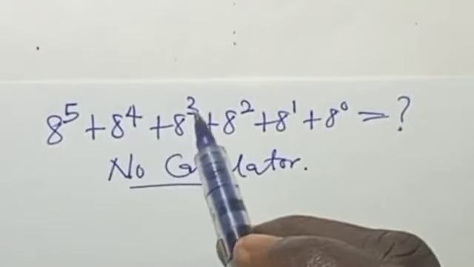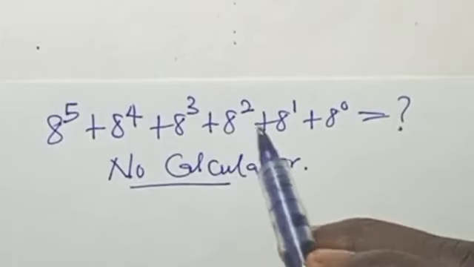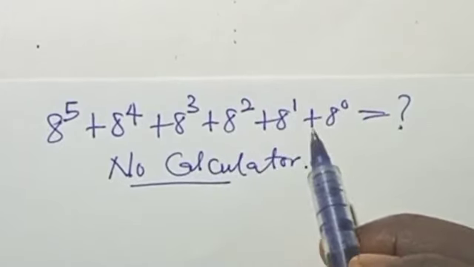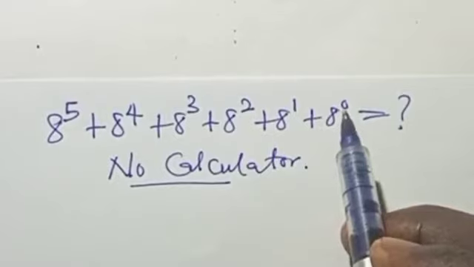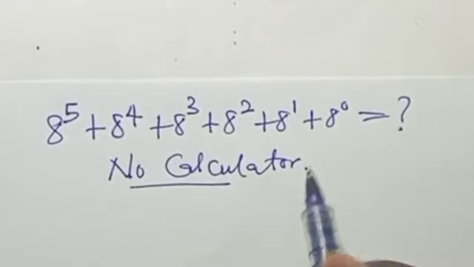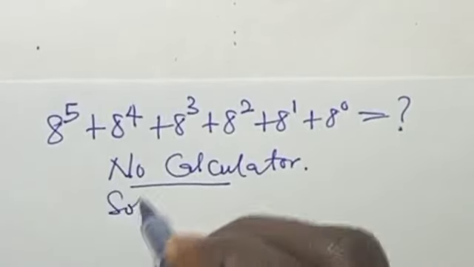So we are to simplify 8 raised to power 5 plus 8 raised to power 4 plus 8 raised to power 3 plus 8 raised to power 2 plus 8 raised to power 1 plus 8 raised to power 0 without using a calculator. So we say solution.